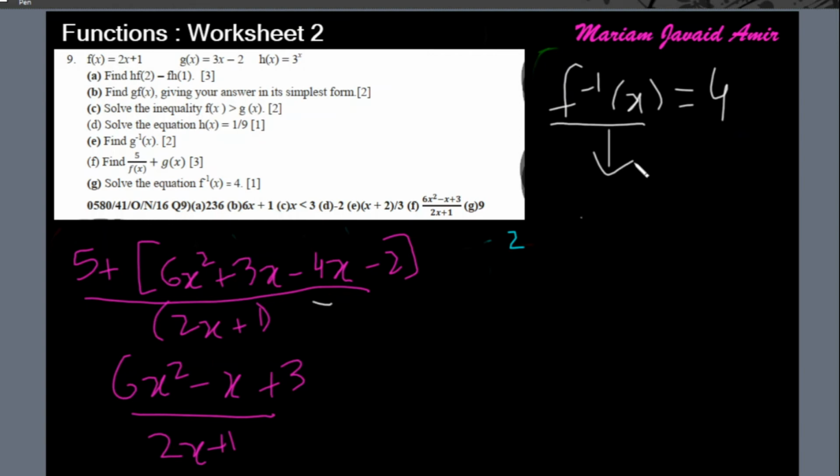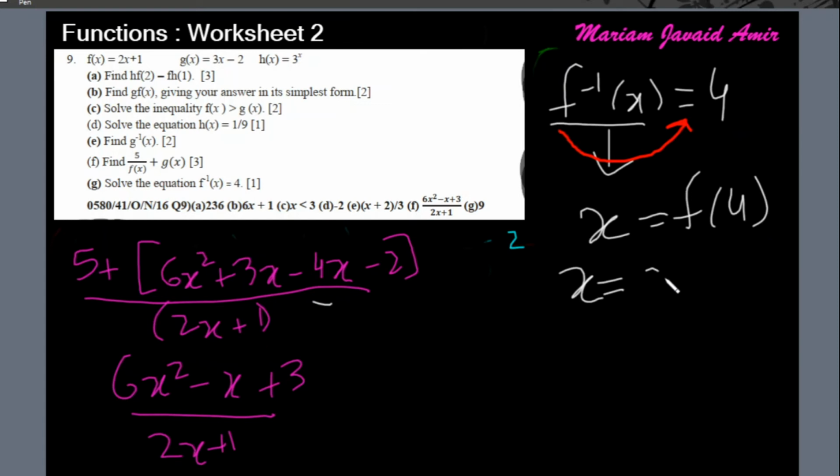So what we'll do instead, write x equals f(4). What I've done is simply taken f inverse to the other side. When we take an inverse function to the other side of the equation, the inverse sign goes away. So we get x is equal to f(4). Now we had to find the value of x simply. So x is f(4), and to find f(4) in f(x), change x to 4. So we get 9 here.